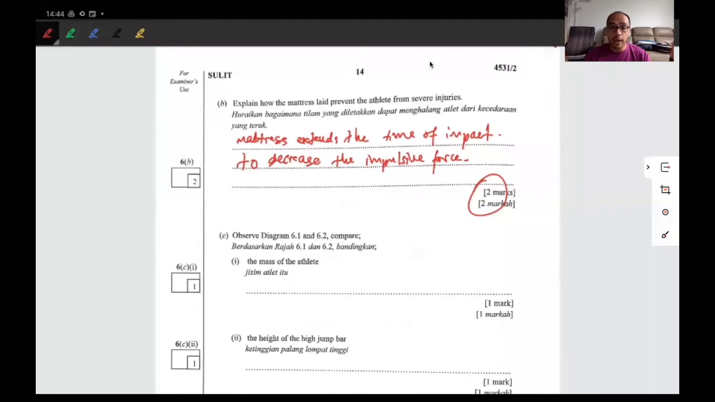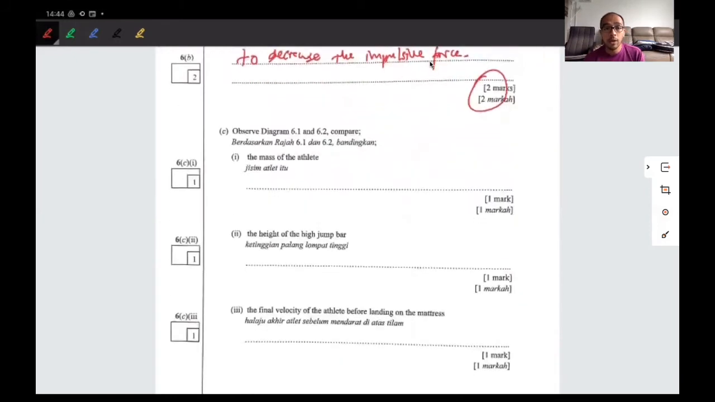To extend or to increase the time of impact. Sorry, if I teach you, then you would know that the word I always use is to increase. To increase the time of impact so that you decrease the impulsive force. They always go hand in hand. That's why it's always 2 marks.